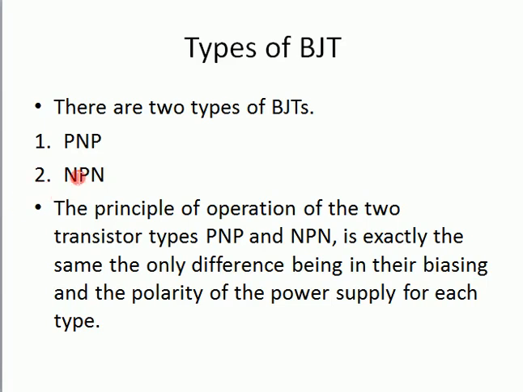So here you may see PNP. It means the two diodes are connected at their N terminals, that is the cathode, basically the negative terminal of both diodes. And in NPN, the positive terminals, the anodes of both diodes, are connected with each other, sandwiching each other. So these are the two types of BJTs.